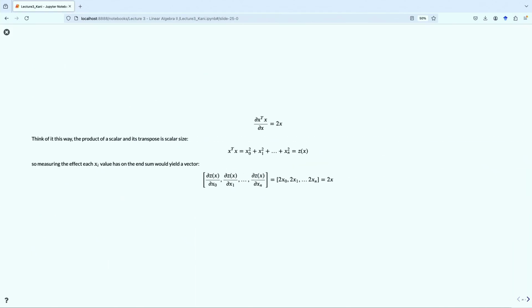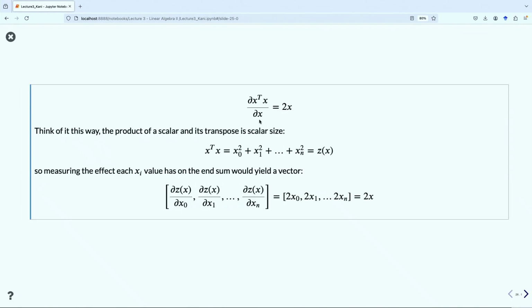Okay. The other important derivative I wanted to go over is a vector transposed with itself. A much simpler derivative. If you're taking x transpose x, then the derivative of this whole thing is simply equal to 2x. And why is that? It's because x transpose x is a scalar value that is the sum of x0 squared plus x1 squared plus x2 squared, et cetera.